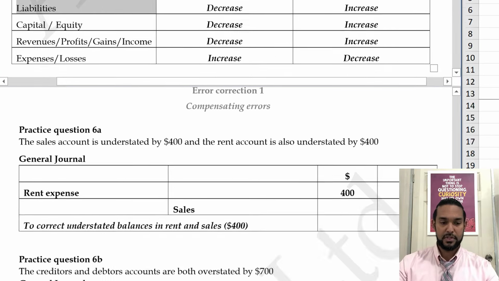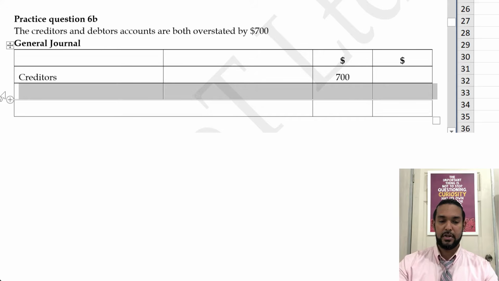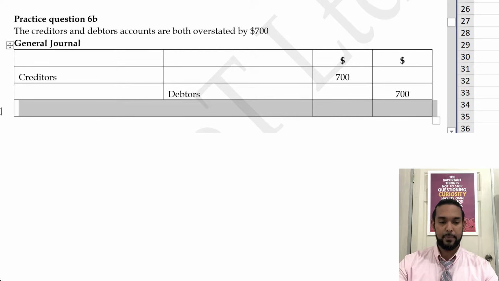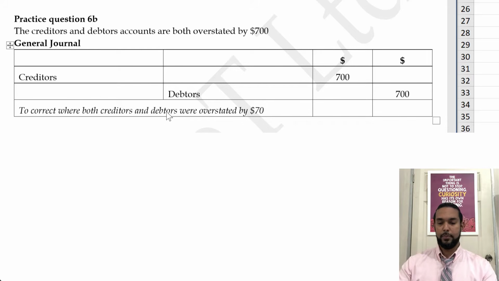Let's go down to the question. Let's do one thing at a time here. So we're going to debit creditors for 700, and we're going to credit debtors for the same 700. What did I have here? Let's see. To correct, where both creditors and debtors were overstated. Sorry, overstated by 700. Oops, I forgot a zero.